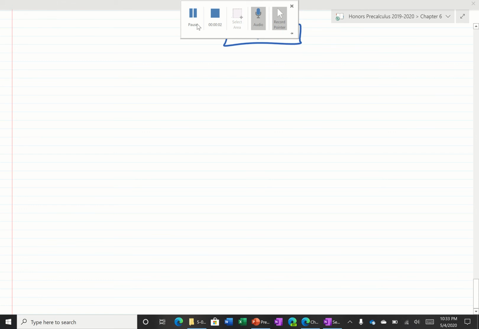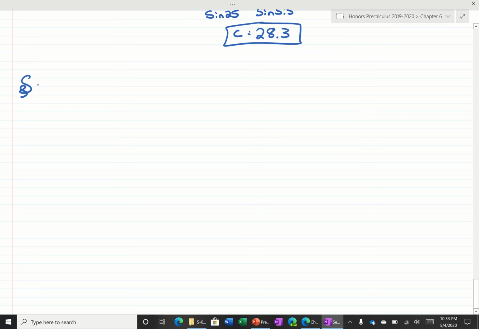Okay, so today's lesson we're going to be talking about how to find the area of all triangles. This is going to be a combination of section 6.1 and 6.2 in your book. And it's just called the area of triangles.